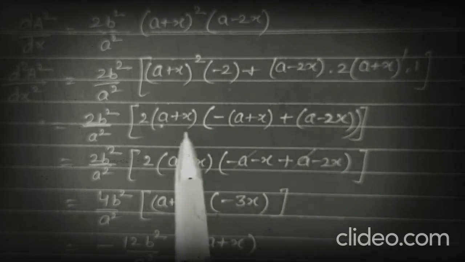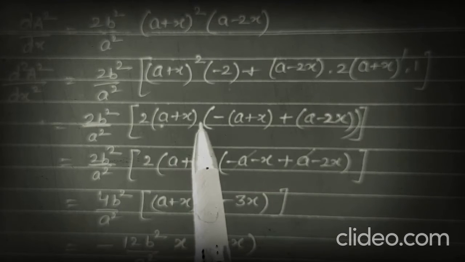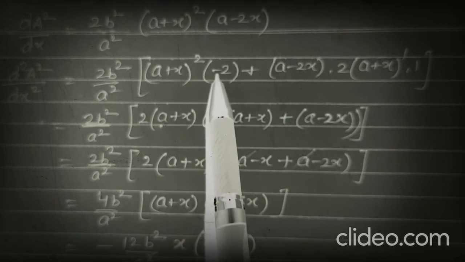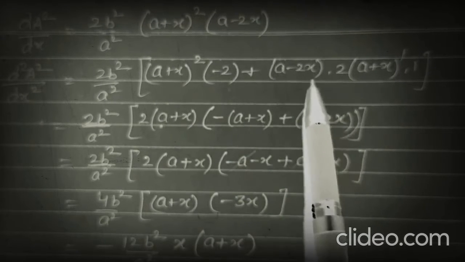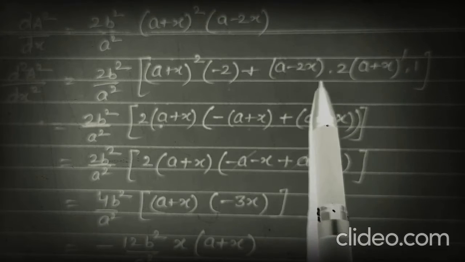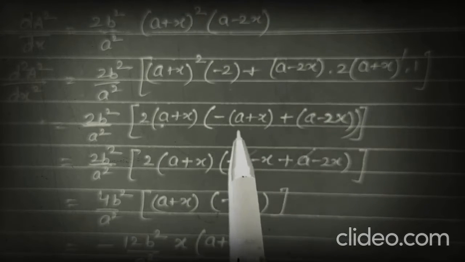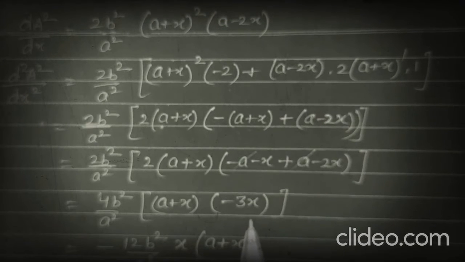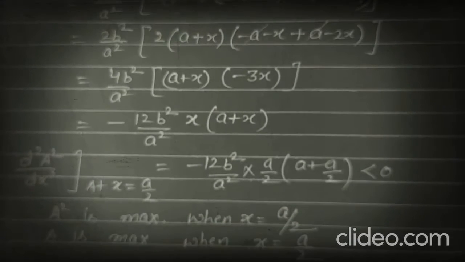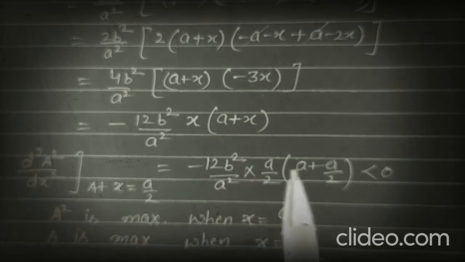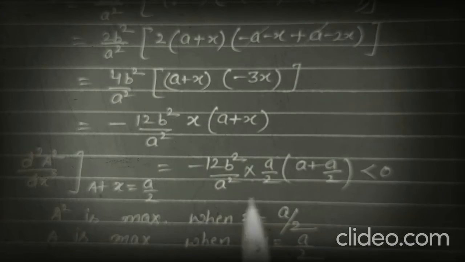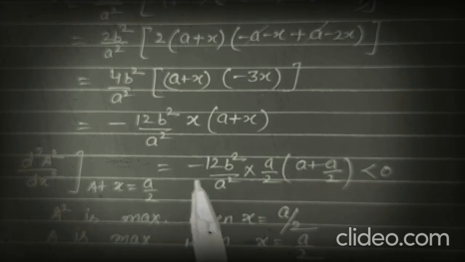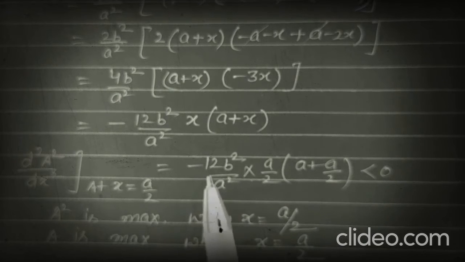So after solving this, 2 into (a plus x) is common and 2 is common. So what is left here? Minus, and a plus x here. Here 2 into (a plus x) is common. So what is left here? A minus 2x. After solving, a cancels with a, x minus x minus 2x is minus 3x. So we will take the negative sign outside. If we put x is equal to a by 2 in this, it is negative because the value of a is positive, this is positive, this is also positive. So minus of positive is negative.